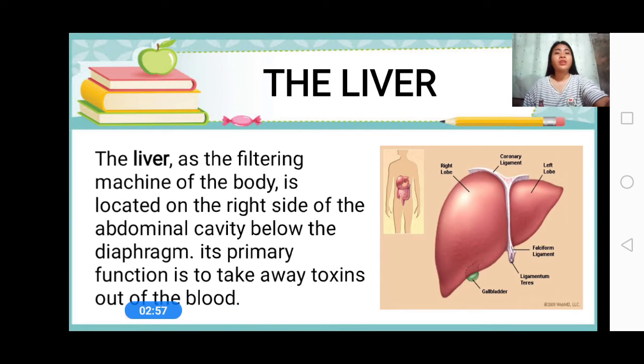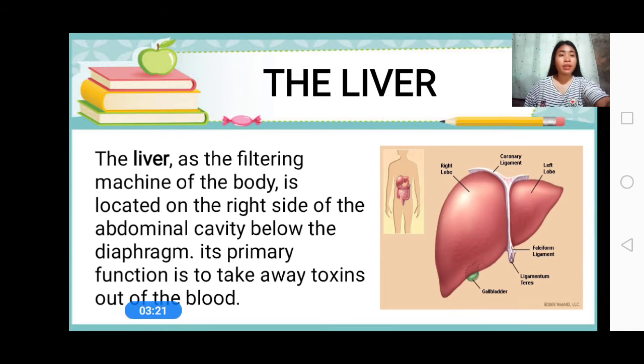Okay, so the next is the liver. So the liver is a filtering machine of the body. So what is the filtering machine of the body? The liver. So it is located on the right side of the abdominal cavity. Where is it located? The right side of the abdominal cavity. Now, its primary function is to take away toxins out of the blood.